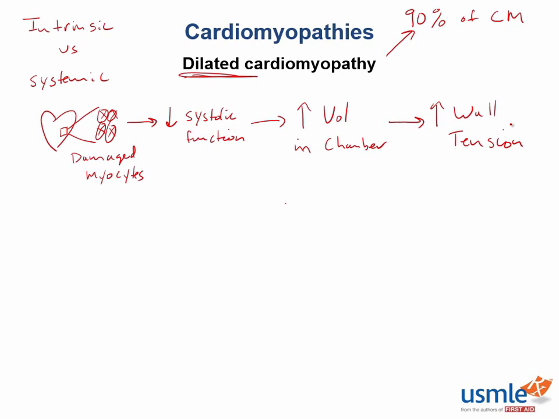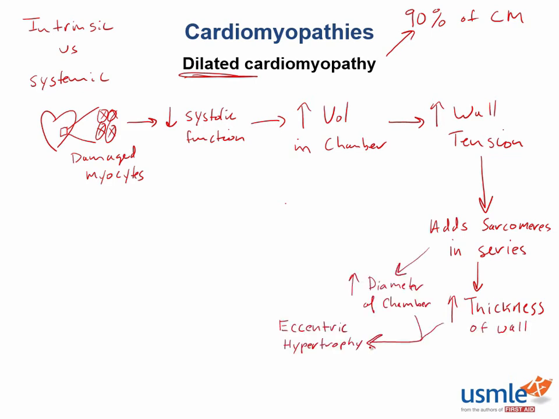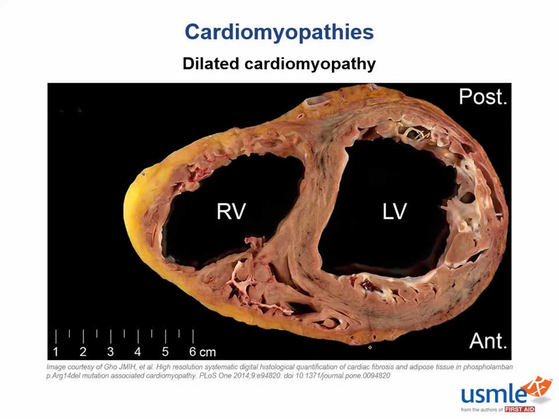Due to this increased wall tension, the heart then responds by adding sarcomeres in series to increase wall thickness to alleviate the tension and allow for the volume in the chamber to increase. This process is called eccentric hypertrophy, where the chamber diameter increases as well as wall thickness increases. And this is why the hearts of dilated cardiomyopathy patients are 2 to 3 times larger than normal. And as you can see in this image, the ventricular chambers are increased in size, as well as the wall thickness has increased.